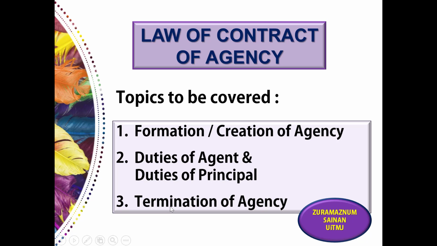And the third one is you are going to learn about the termination of agency. How the agency relationship is terminated between the principal and the agent. So the effect is, once the agency is terminated, the principal is no longer bound to the contract made by such agent. So these are the three topics you have to cover for the law of contract of agency.